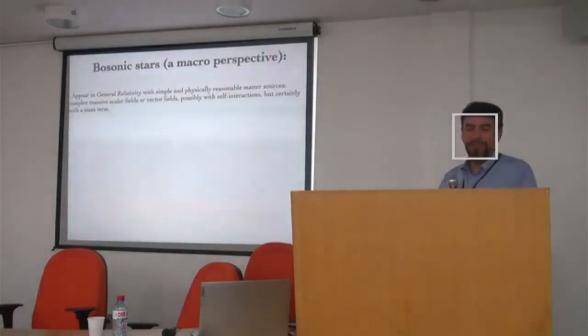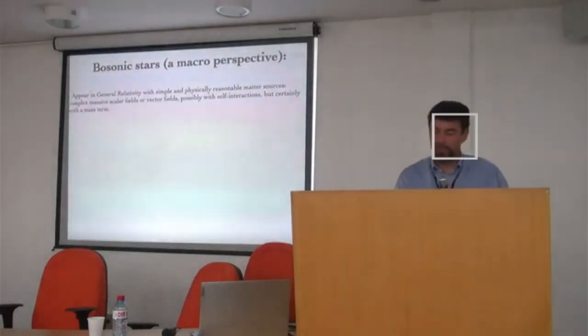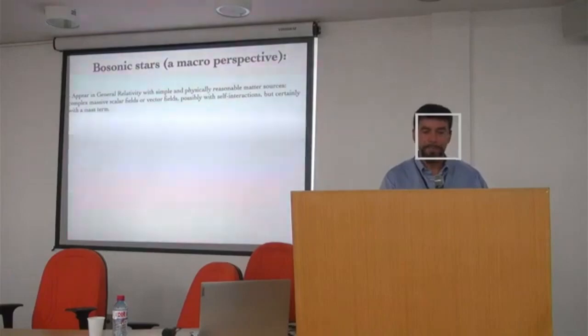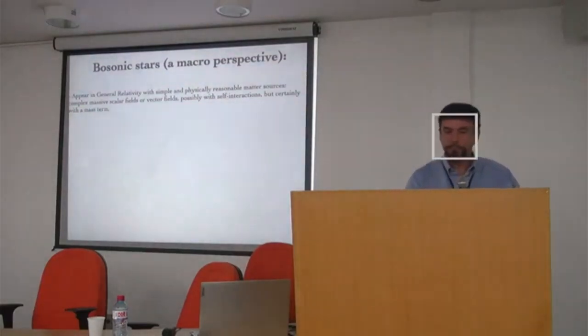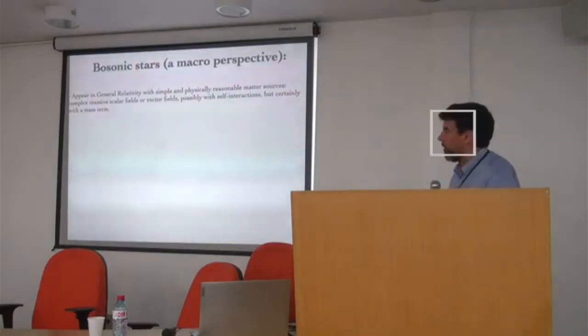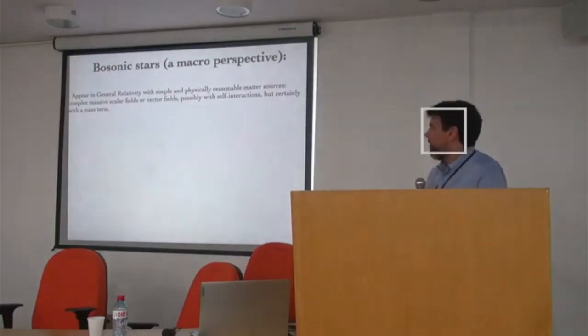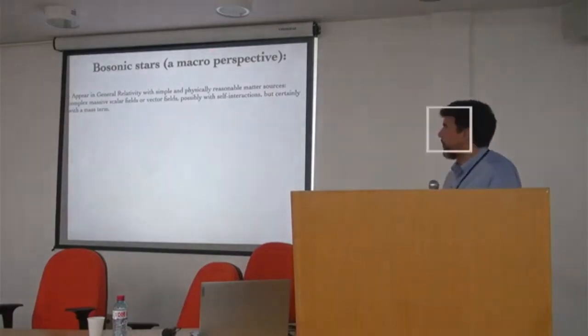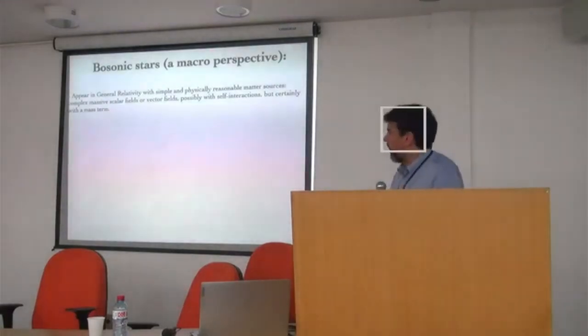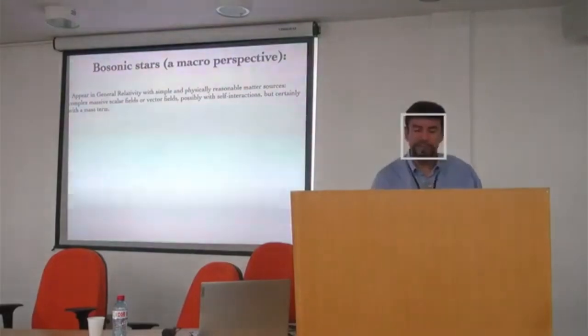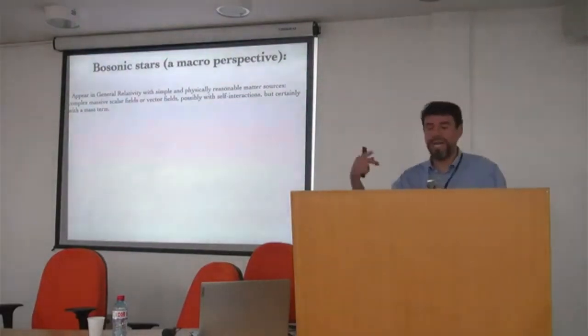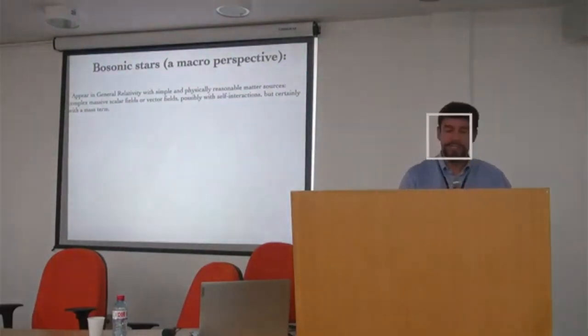Okay, let me start with something basic, which you've probably heard from me. These bosonic stars have a macroscopic perspective, which is that they are described by this field theory, an effective field theory perhaps, minimally coupled to general relativity. They are very physically reasonable matter sources. Complex massive scalar fields or vector fields. You can have self-interactions. They are not mandatory. In some cases, they are pathological. You have to be careful.